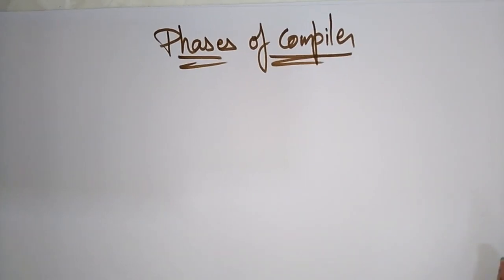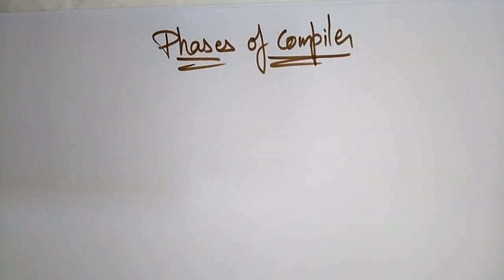Hi students, welcome back. Coming to the next topic in compiler design, which is the phases of compiler. In this topic, we are going to learn about the exact structure of the compiler. In the previous video, I explained the language processing system: whatever high level language program you have written is converted into assembly language, and then into machine code.